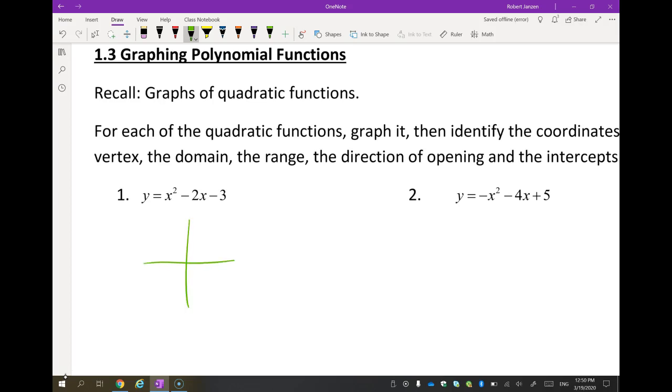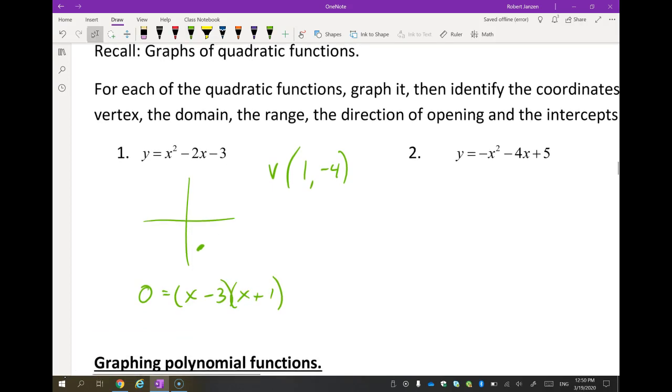With the parabola, you needed to figure out where the vertex was. The vertex in this case would be negative b over 2a, so that's 2 over 2, which is 1. And then if we put 1 into the equation, you end up with negative 4. Then if we wanted to factor that, you'd have (x minus 3)(x plus 1). And so your x-intercepts would be 3 and negative 1. All right, and so we could graph this parabola.